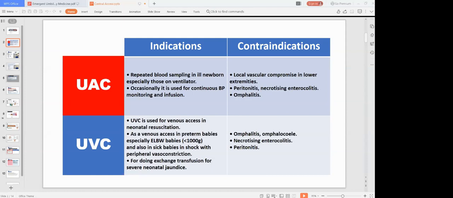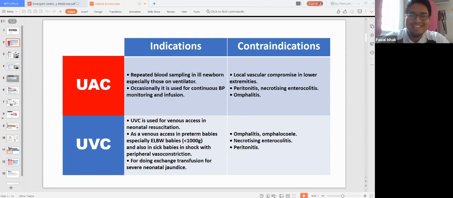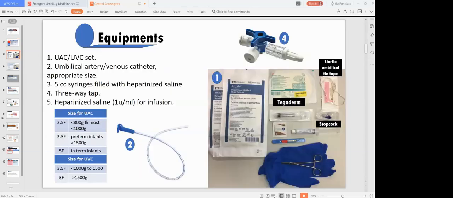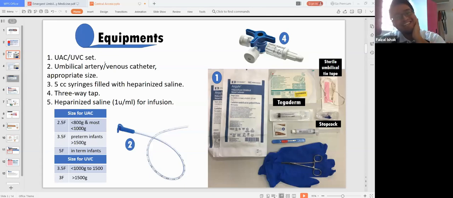Brother, I don't know why your slides are not moving. It's still stuck at the indications and contraindications. Oh, really? It only just moved. Okay. Is there a delay? Delay.